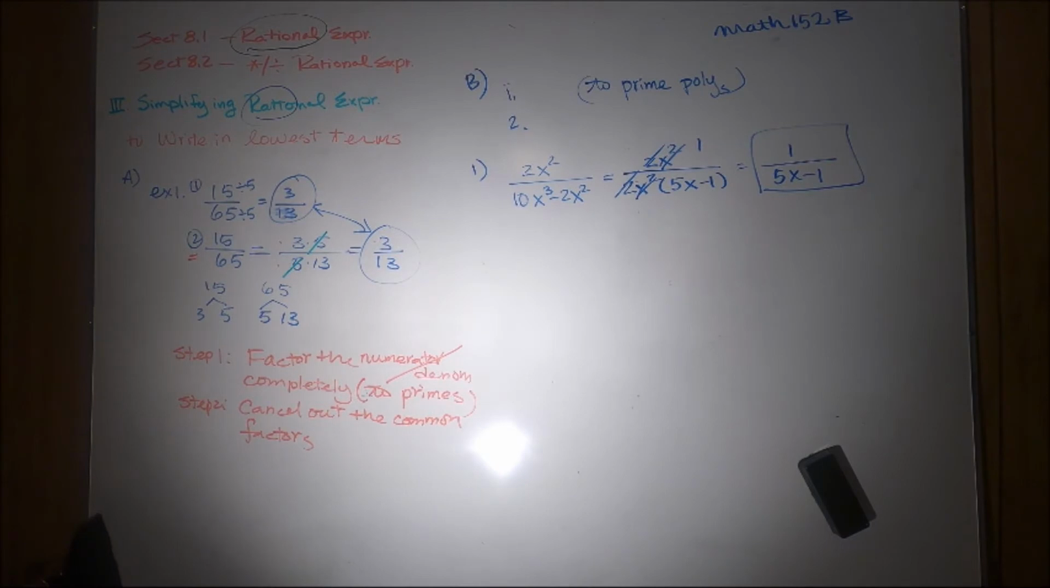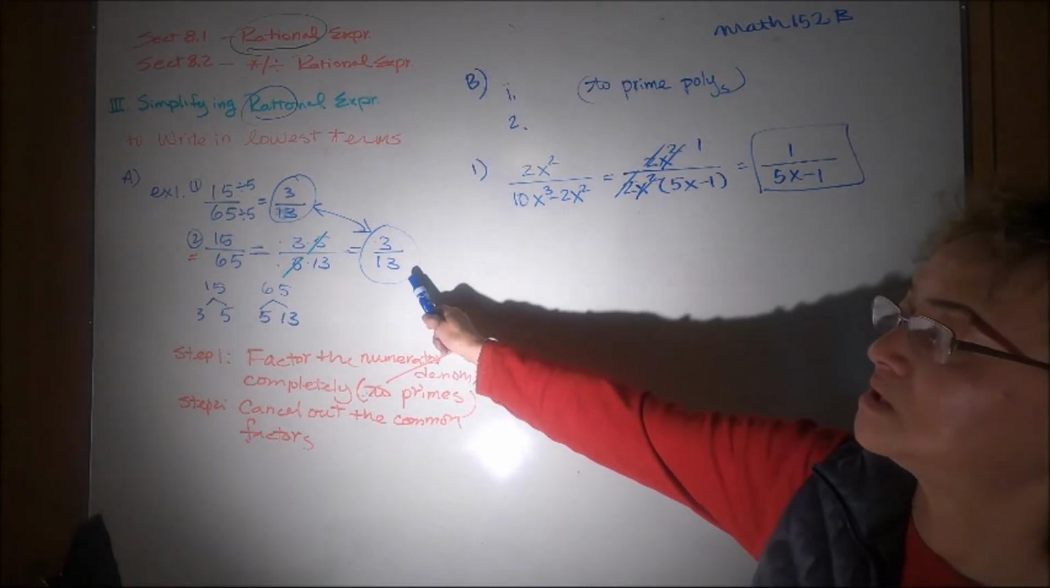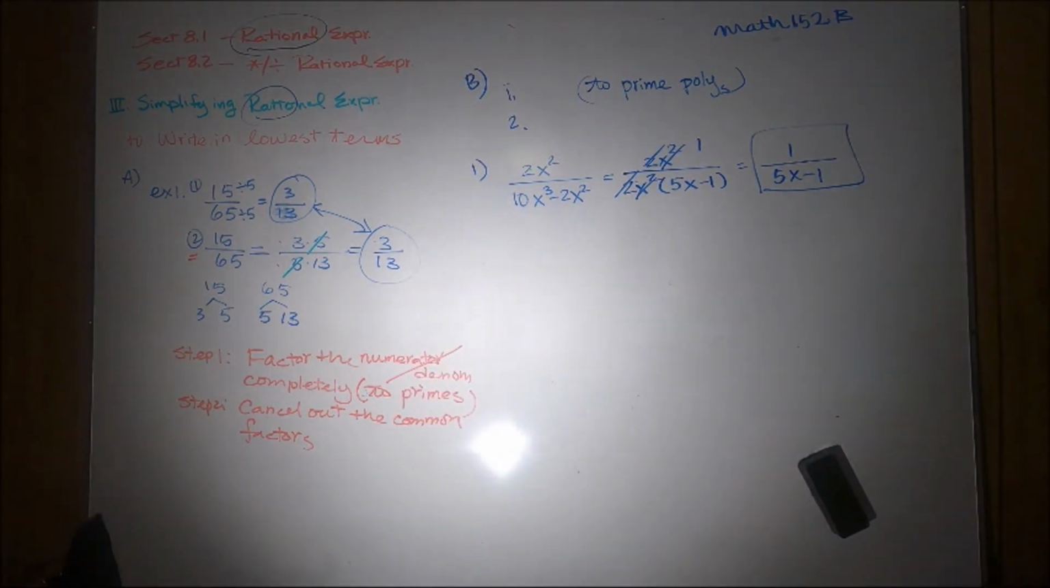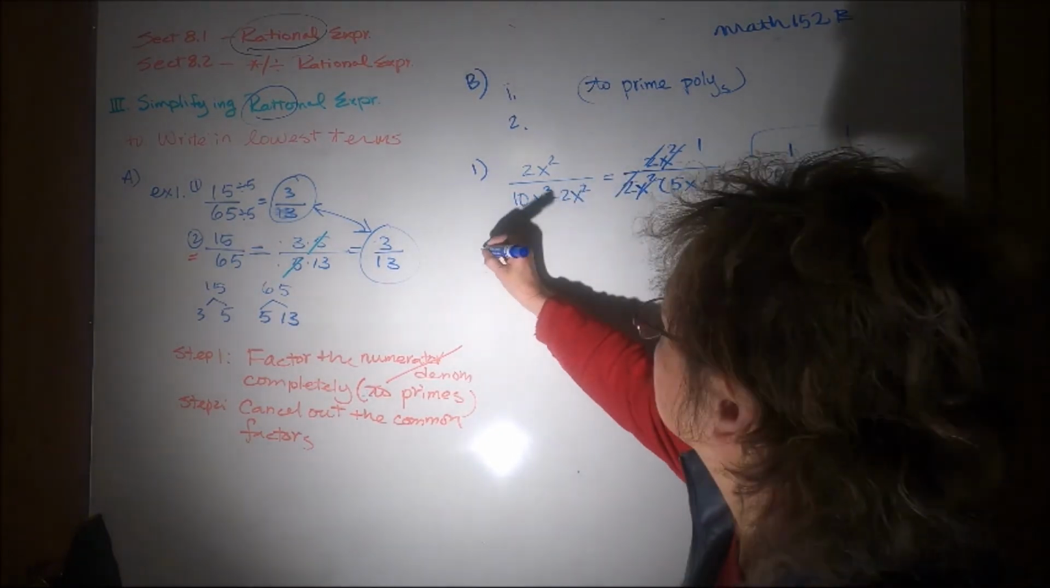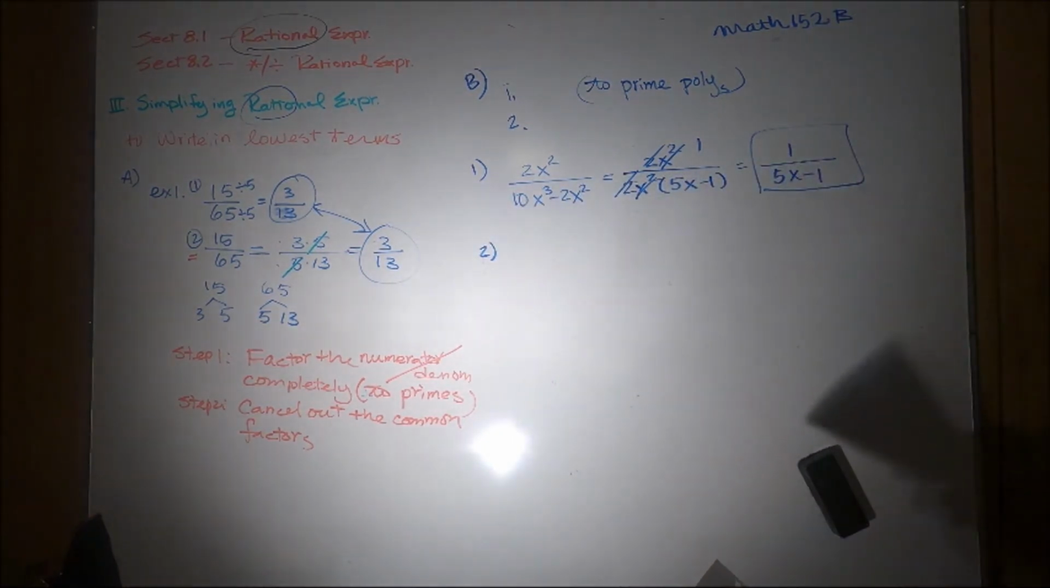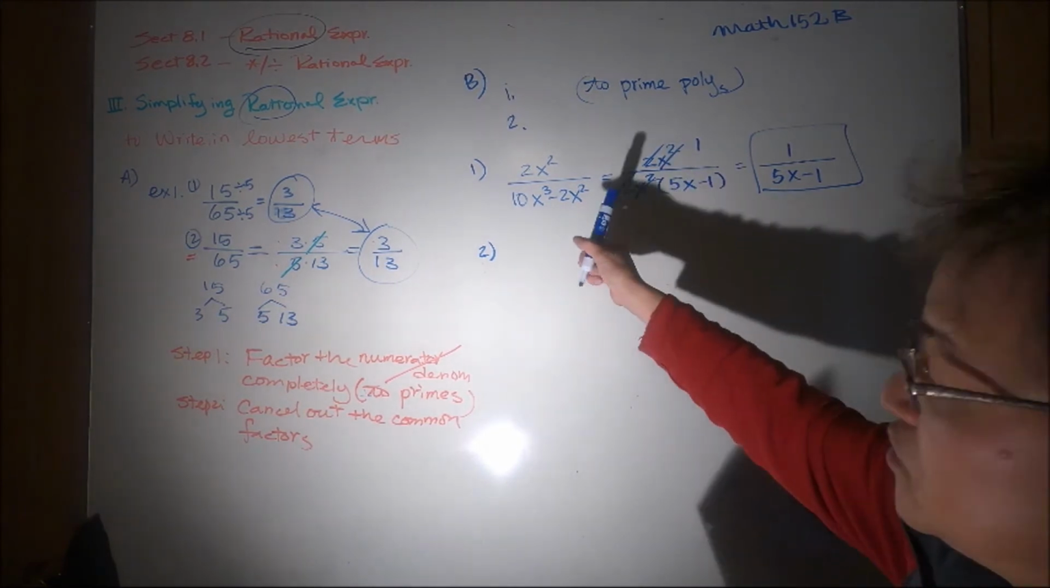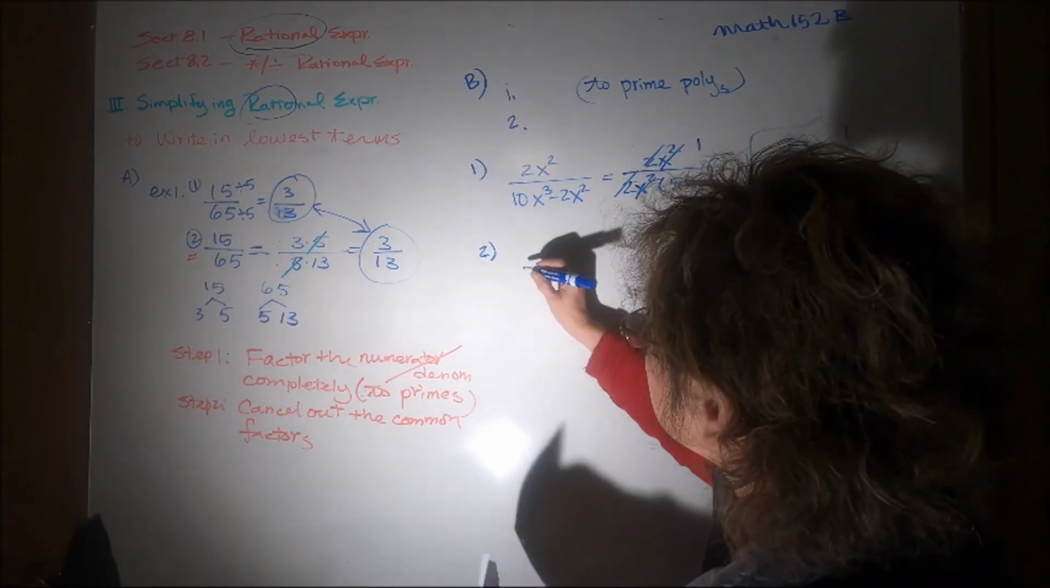So we are doing what? Rational expressions. It's a fraction. So for any fraction, we always do what? Write it in the simplest form, right? Same thing for rational expressions.